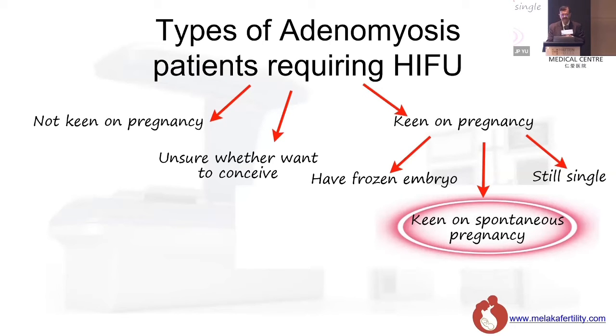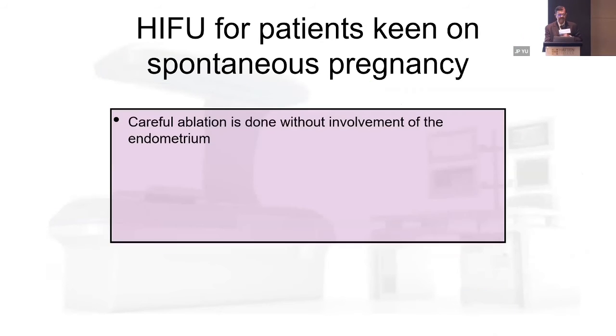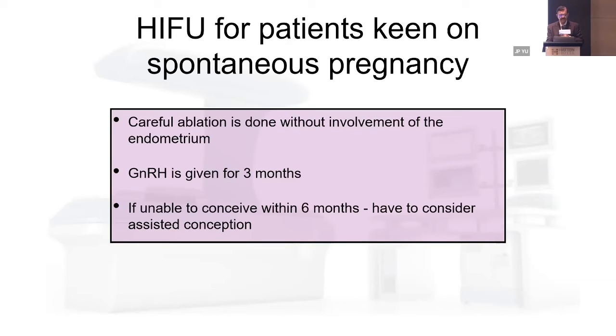Now, next is those who are keen on spontaneous pregnancy. This is a headache because we have young women who don't want IVF. It's very painful. I just want my HIFU, and after that, I want to try to get pregnant on my own. This is a big headache for me because you still need to give very careful ablation, not involving the endometrium. I give them GnRH analog for 3 months, and then I tell them, okay, go and try to get pregnant. Try 3 months, 6 months. If you don't get pregnant, then we have to do something. We have to do IVF, or we have to do something to help you to get pregnant. So I don't let them just drift away for a long, long time.